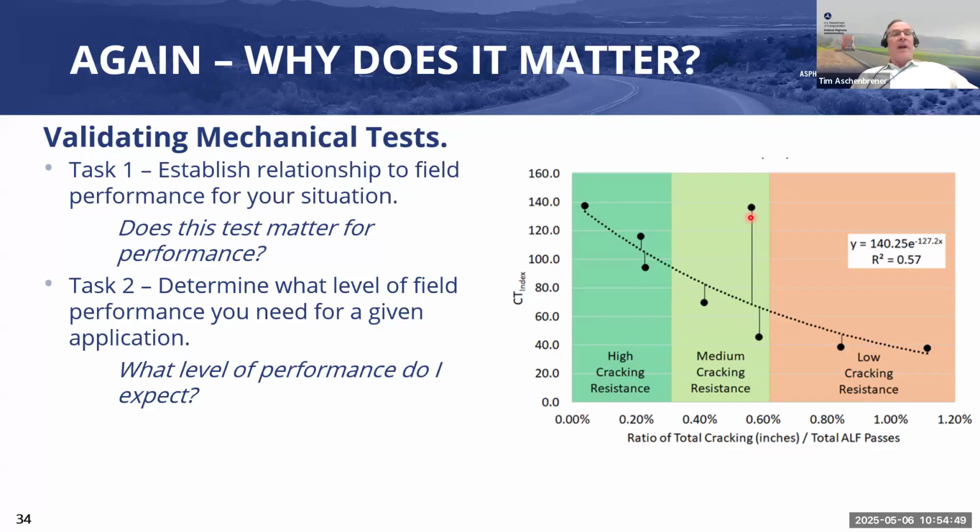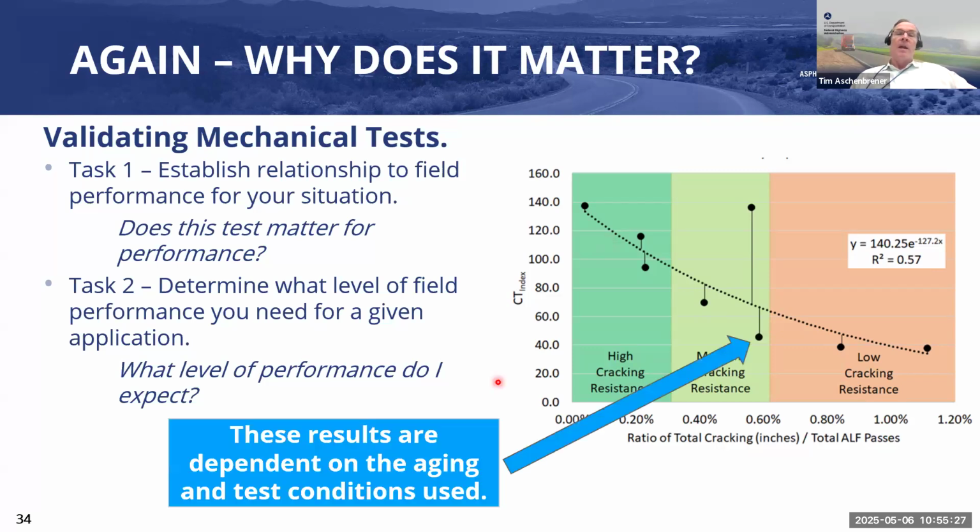And the second factor to look at is, what level of performance do I expect? So if I'm, say, on an interstate or one of my high investment projects in my agency, I might be looking at a CT index of 100 or 120. But there are other parts of my state, other parts of my agency, maybe farm to market type roads, low volume roads, where I just want to avoid these low cracking resistant mixes. So maybe I might want to set a CT index of 60 in those cases.